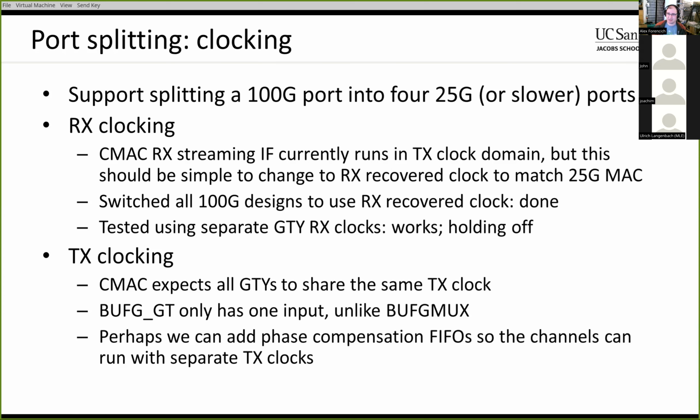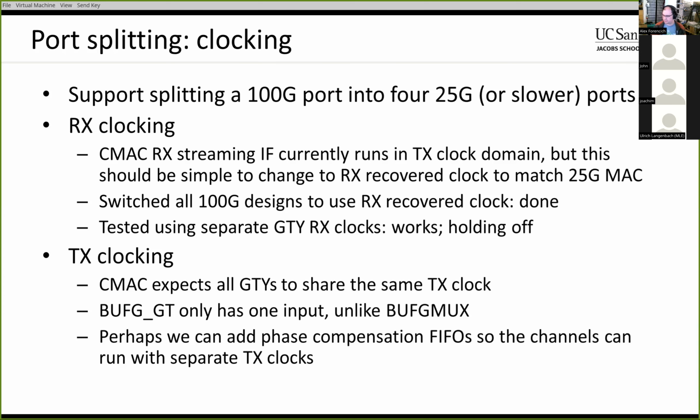And then on the TX side, the situation is slightly more complicated, because the CMAC assumes everything's running in the same TX clock domain. And if we're going to be able to run the four channels separately, at various combinations of link rates, then we have to have a way of handling that. I'm not sure of the best way of going about this. The BUFG_GT only has one input, so you can't really switch, unlike the BUFGMUX, where you can potentially switch.